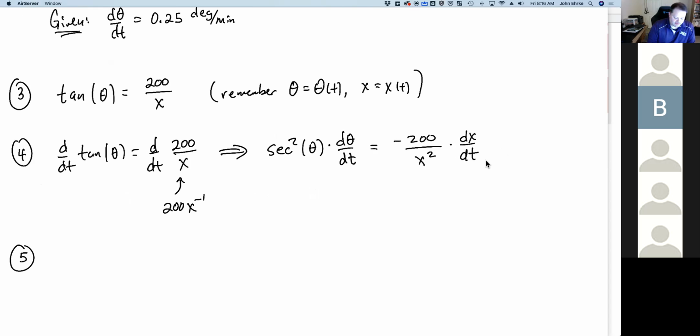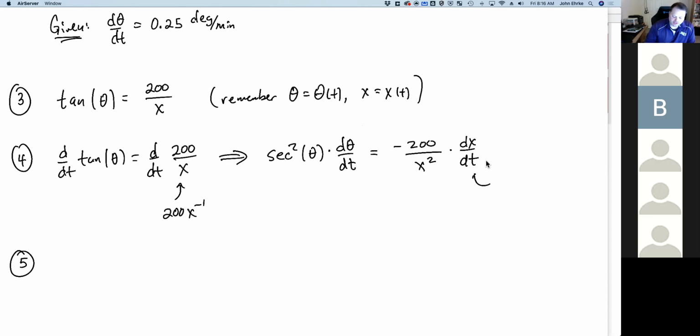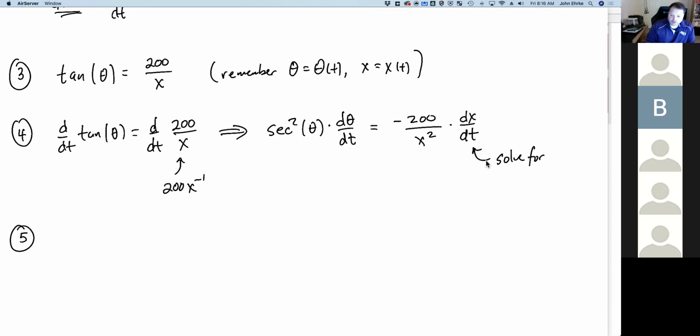Finally, step 5 is to solve for the wanted rate. I want to find dx/dt. Here's dx/dt; I want to solve for this quantity. So doing a little bit of the arithmetic here, we would say that secant squared theta times dθ/dt equals negative 200 over x squared times dx/dt.